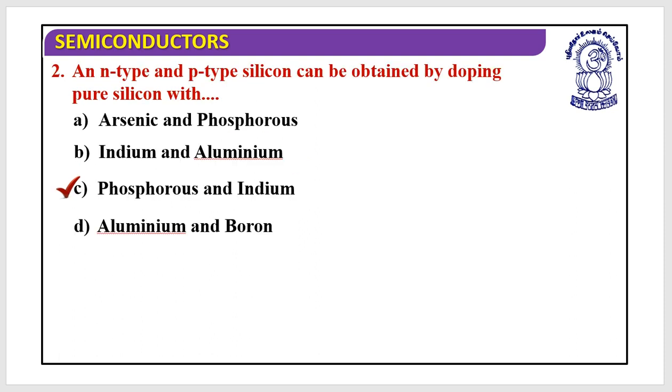Next question. N-type and P-type silicon can be obtained by doping pure silicon with arsenic and phosphorus? No. Indium, aluminum? No. Phosphorus and indium? Yes, these are different elements. And aluminum and boron? No. I hope this is clear.